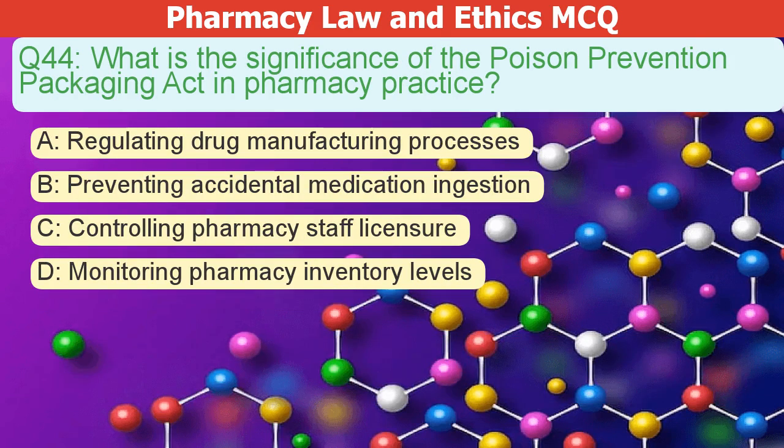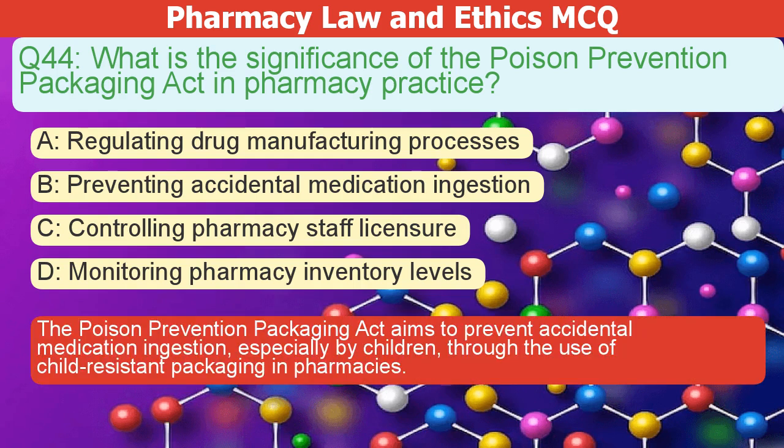What is the significance of the Poison Prevention Packaging Act in pharmacy practice? A. Regulating drug manufacturing processes. B. Preventing accidental medication ingestion. C. Controlling pharmacy staff licensure. D. Monitoring pharmacy inventory levels. The correct answer is B. The Poison Prevention Packaging Act aims to prevent accidental medication ingestion, especially by children, through child-resistant packaging in pharmacies.